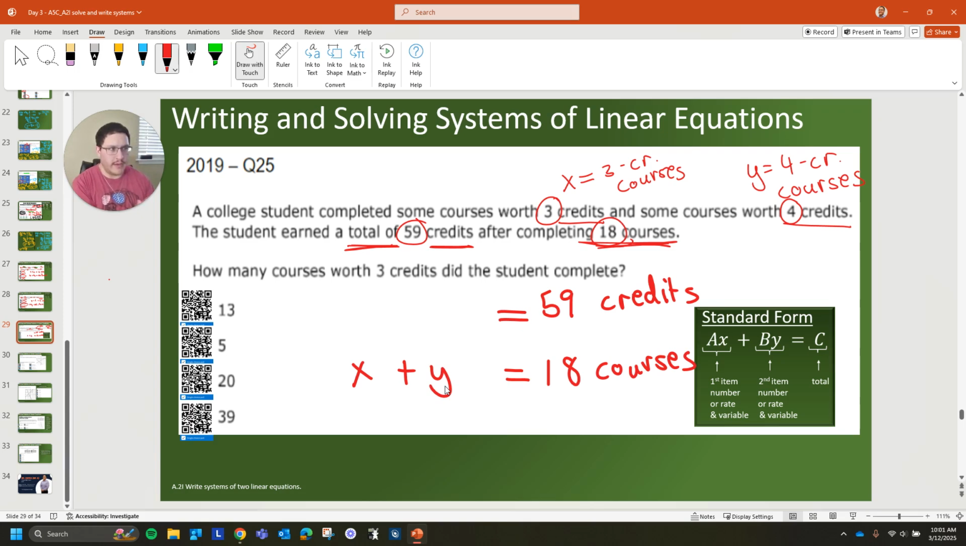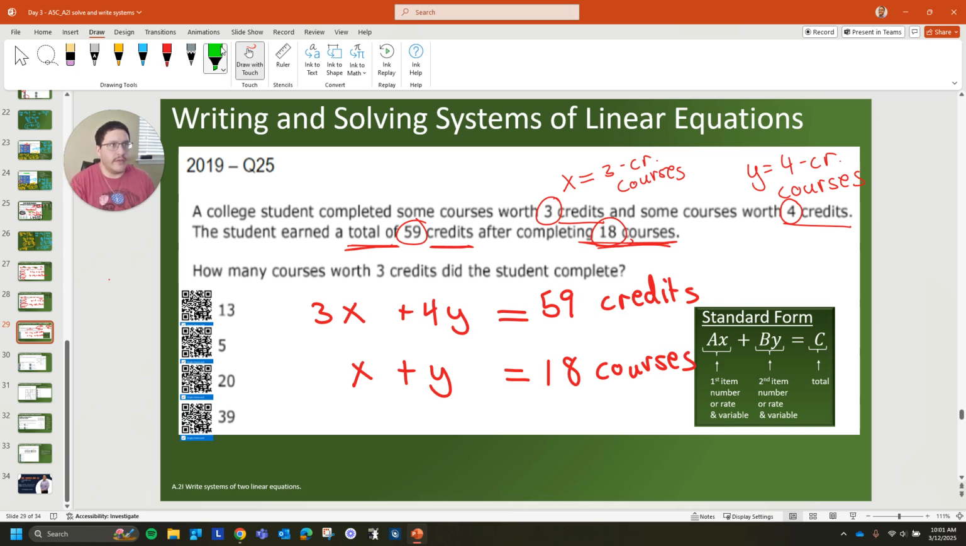Now, the other one involves credits. So we're going to have something else with the X and the Y. X represents 3 credit courses. So 3X, 3 times each X, which is each 3 credit course, plus 4 credit courses, which is 4 times Y. 4 credits per 4 credit course, per each of those types of courses, which should total up to 59 credits.